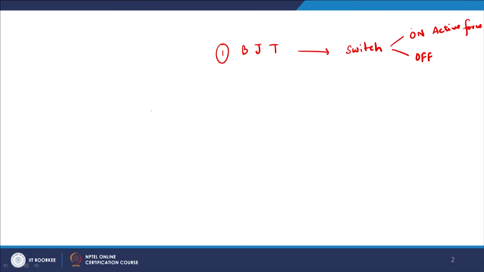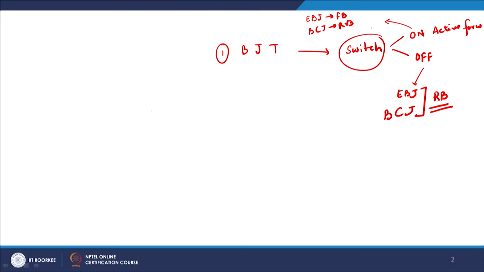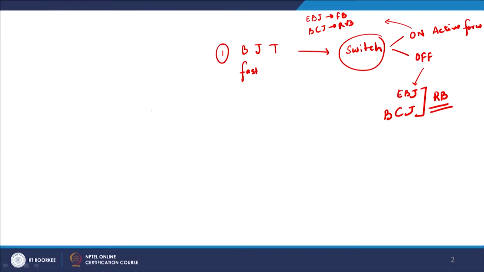What will happen in this state? Your EBJ, emitter base junction, will be forward biased and the base collector junction will always be reverse biased. So, you have an on state. What is the off state? Both the EBJ and the base collector junction will be reverse biased. In that case it will be the off state. So, I can use BJT as a switch for sure, and whenever you require a heavy switching action, BJT can be used. It is a very fast switch.